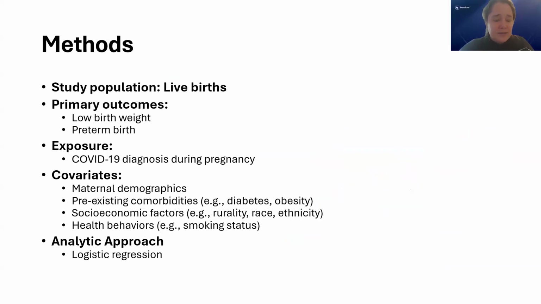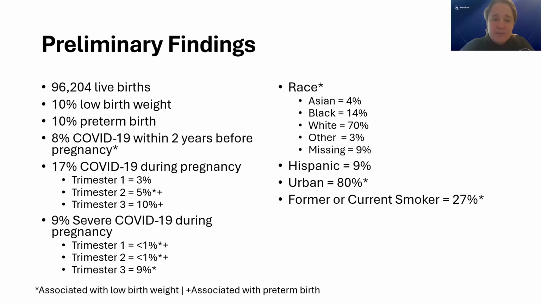Again, here we selected on live births, so we could define that pregnancy duration. Our outcomes are low birth weight and preterm birth. And here are our findings. We had 10% low birth weight and 10% preterm birth in our cohort. We had 8% of people with COVID-19 within 2 years before pregnancy, and 17% of people with COVID-19 during pregnancy.